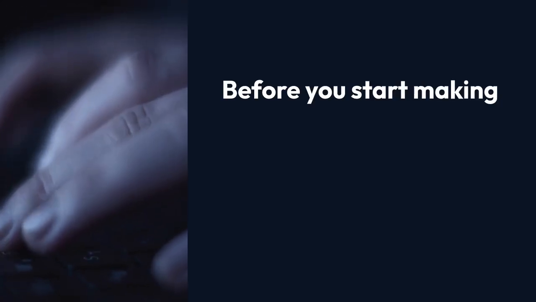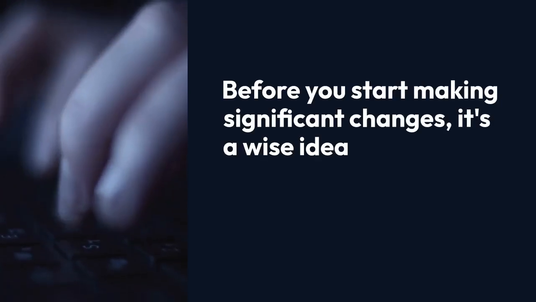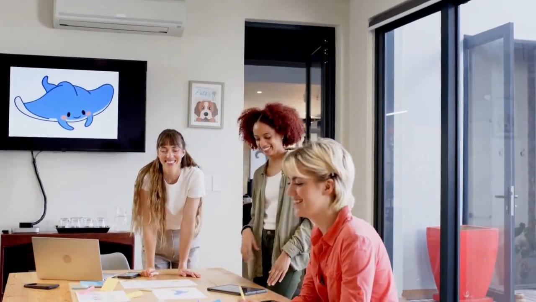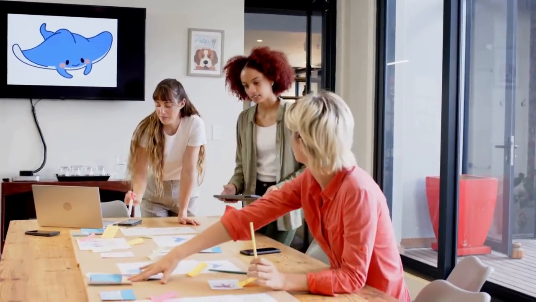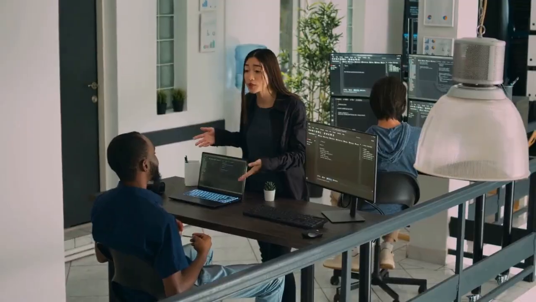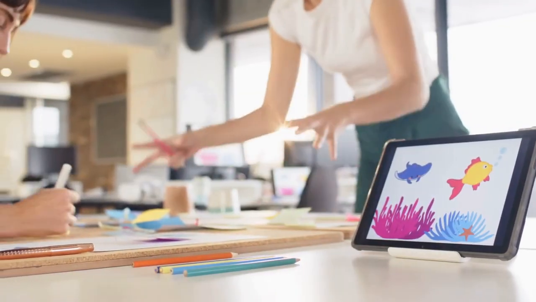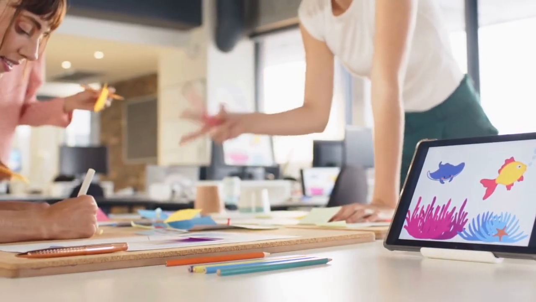Another great strategy, especially for important forms that are already collecting responses, is to be proactive. Before you start making significant changes, it's a wise idea to create a backup. You can do this by going to the three-dot menu again and selecting Make a Copy. This creates an identical, separate copy of your form. You can then experiment on the original, knowing you have a perfect backup safe and sound if you need it.